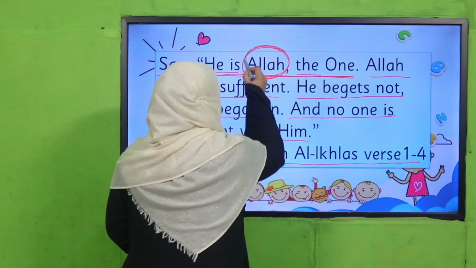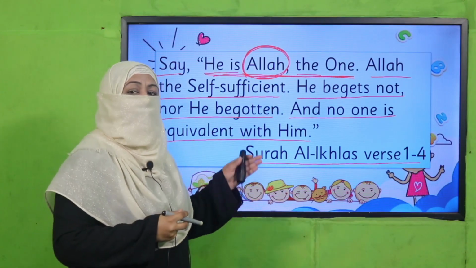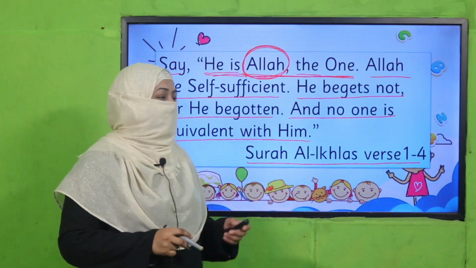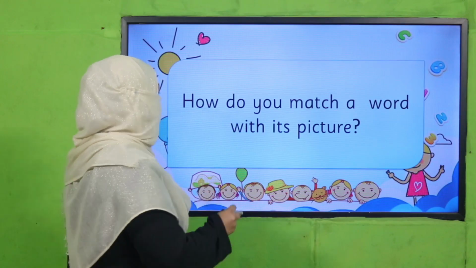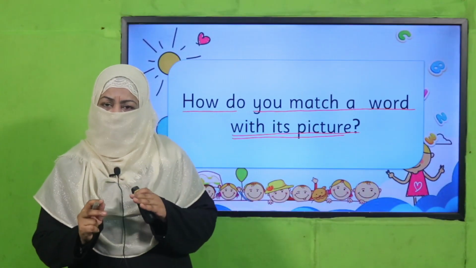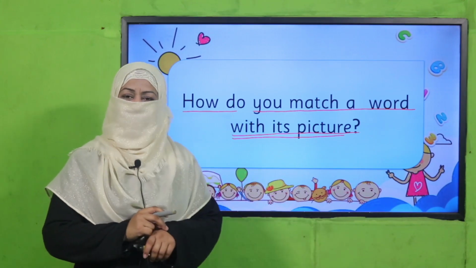Now, my dear children, the way we say Allah, we can find out where it's written. That's here. It means the words we say, the words we pronounce, we can find out where it's written. This is what we are going to learn today. And before that, you tell me, how do you match a word with its picture? We have done this activity many times. So how do you find out? How do you match a word with a picture? Pause the video, answer this question to your teacher, and then come back.